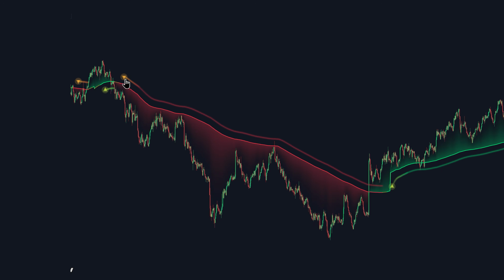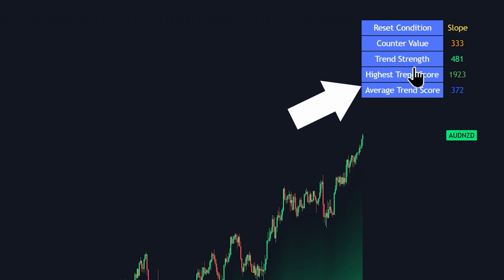The part that really makes this indicator stand out is the trend strength table, that small dashboard sitting in the corner of your chart. It gives you 4 key numbers: counter value, trend strength, highest trend score, and average trend score. Together, they tell you how long the current trend has lasted, how strong it is, and whether it's strong or weak compared to recent history.